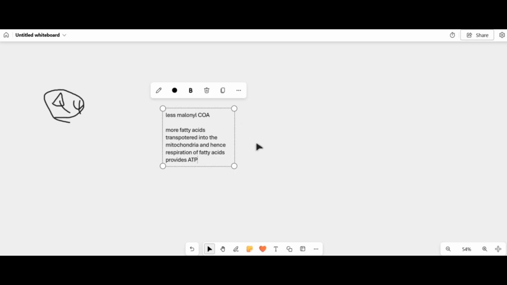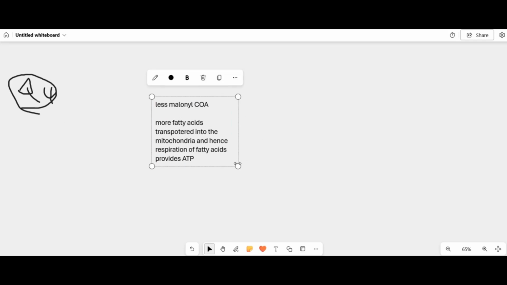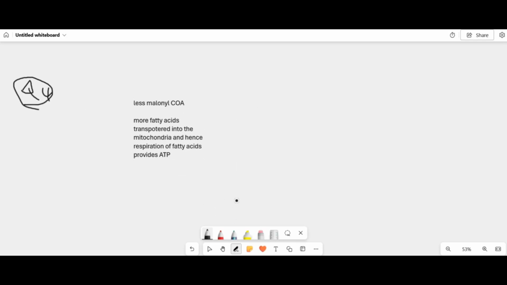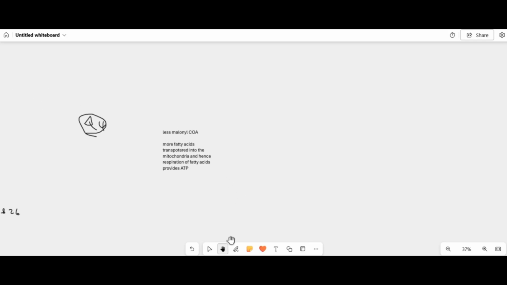Hence these fatty acids can be used in respiration to make ATP. So less malonyl-CoA obviously means there's going to be less inhibition, which means more is going to be transferred to the mitochondria, so more respiration and more ATP produced.